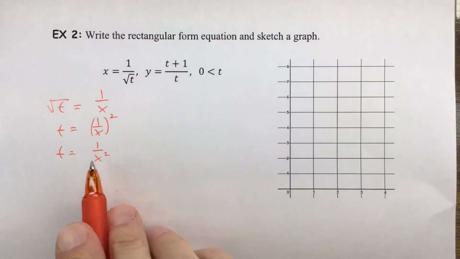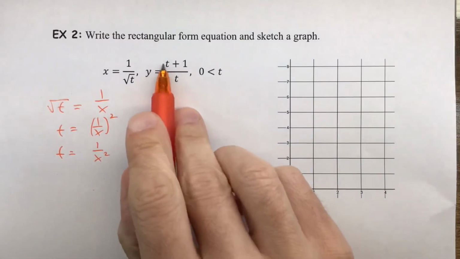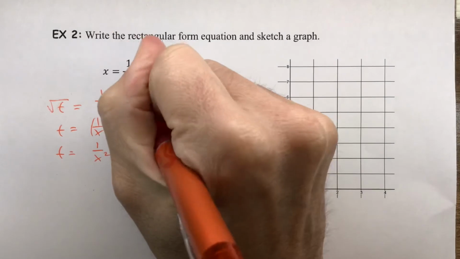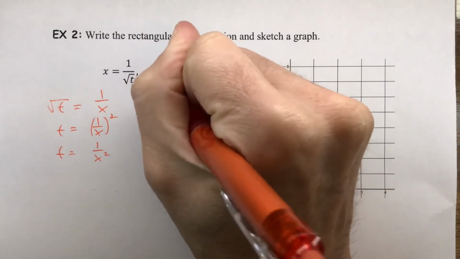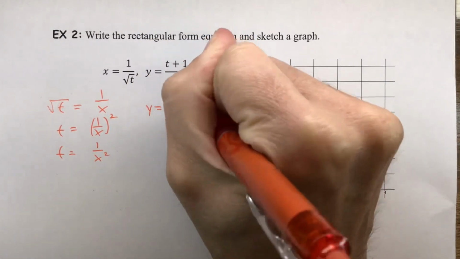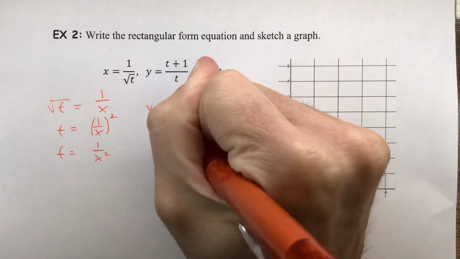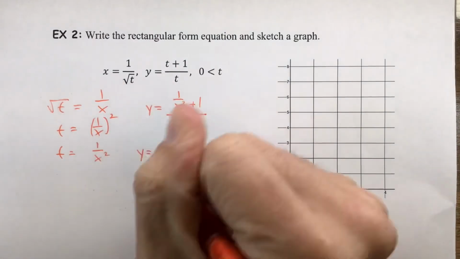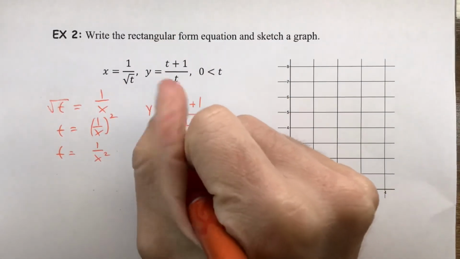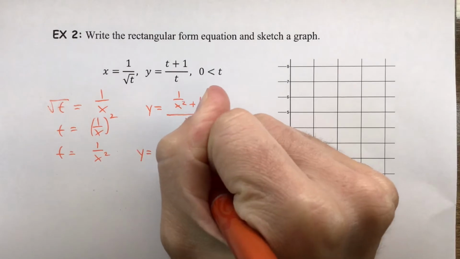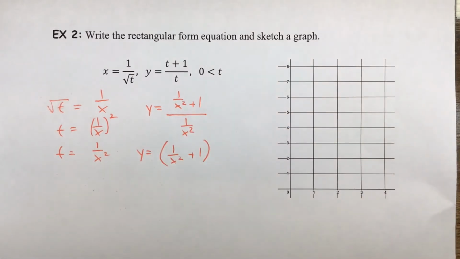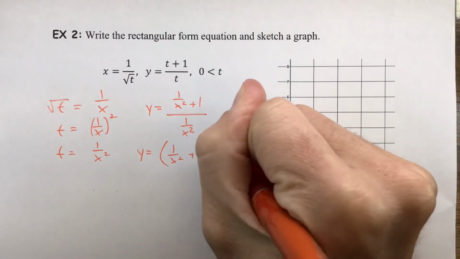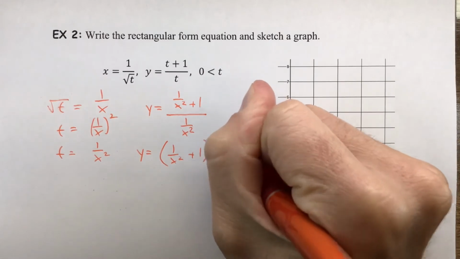All right, and then we're going to take that and plug it in for both of the t's that we see here in y. Okay, so y is equal to 1 over x squared plus 1, all divided by 1 over x squared. Since we have complex fractions, what I'll do is use keep, change, flip. Okay, so I'll keep the top part. I'll go ahead and write in parentheses though. Just looks like that. And then multiply by the reciprocal, which is going to be x squared over 1.